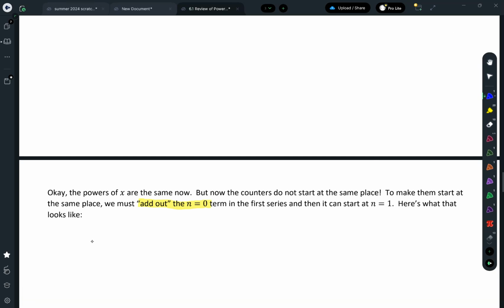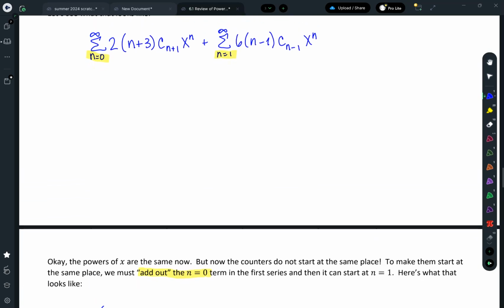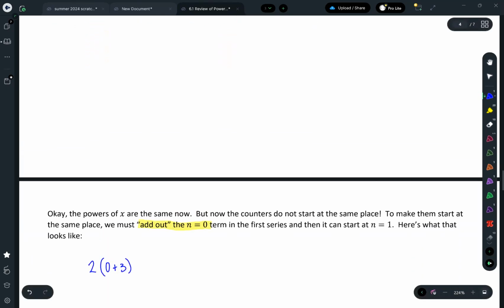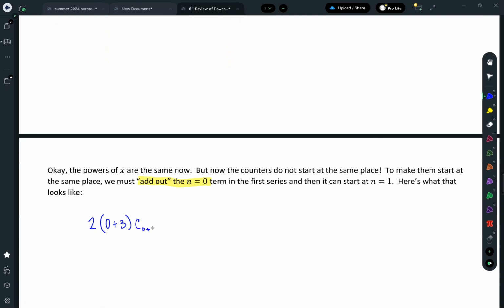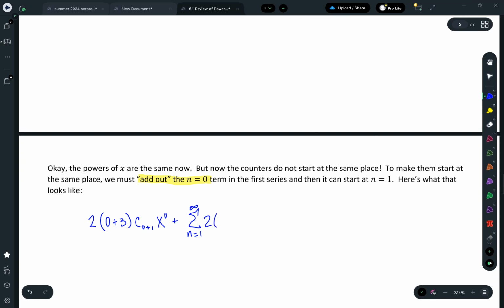And my 0th term is 2 times, let's see, if I plug in 0 for n, I get 0 plus 3. And then I have c sub 0 plus 1. And then I have x to the 0. That's the 0th term. Plus, now the series, this is still the first series, it can start at 1 now and go to infinity. So I rewrite it, 2 times n plus 3, c sub n plus 1, x to the n. That's just the 0th term.